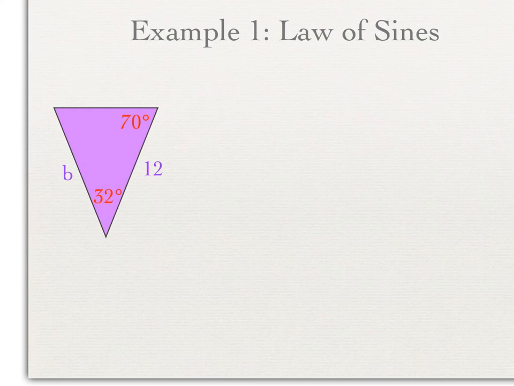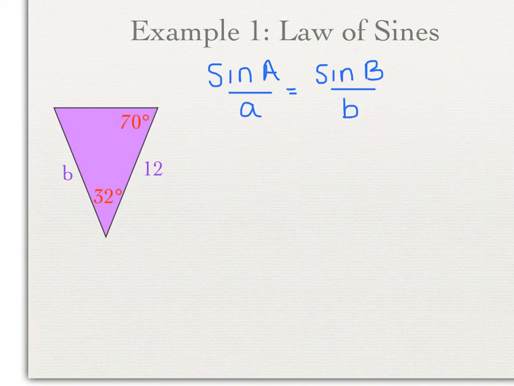Here is our first example on the law of sines. And your formula from the previous slide for law of sines is this. Sine of A, that's angle A, over side A is equal to sine of angle B over side B.